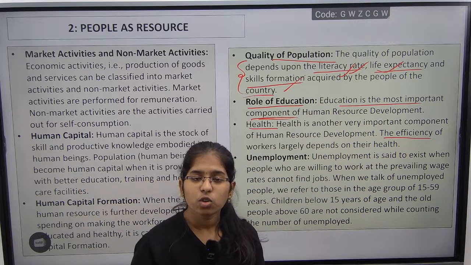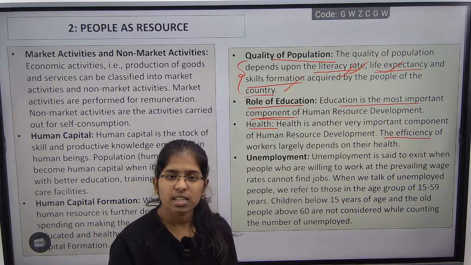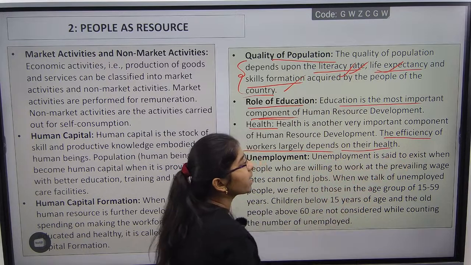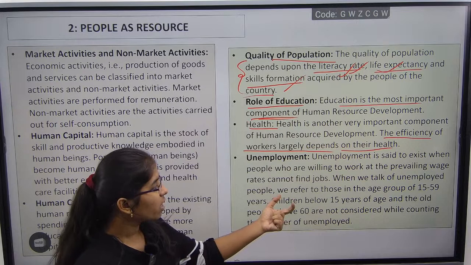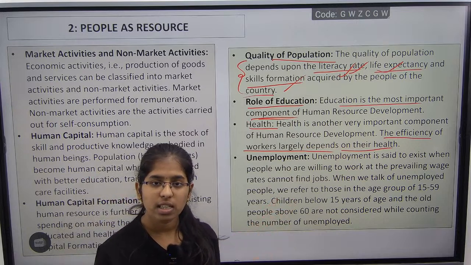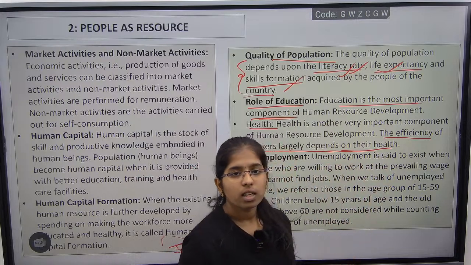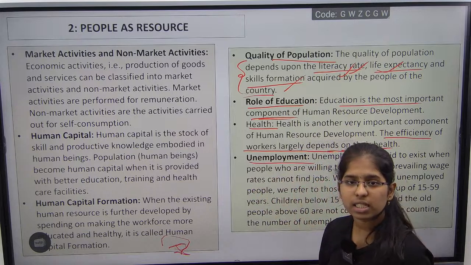When your health is good, then only your efficiency will be on the rise. Otherwise, your efficiency is nothing. That means the workers largely depend on their health. If you are healthy, then your efficiency will be high. When you are not healthy, then there is no efficiency at all. So, the health must be good. Otherwise, these people's efficiency will be reduced.